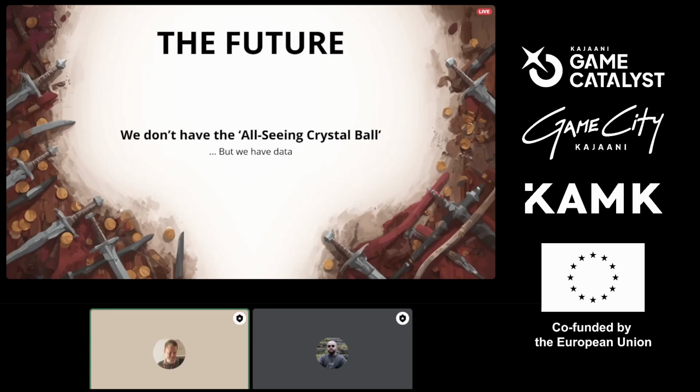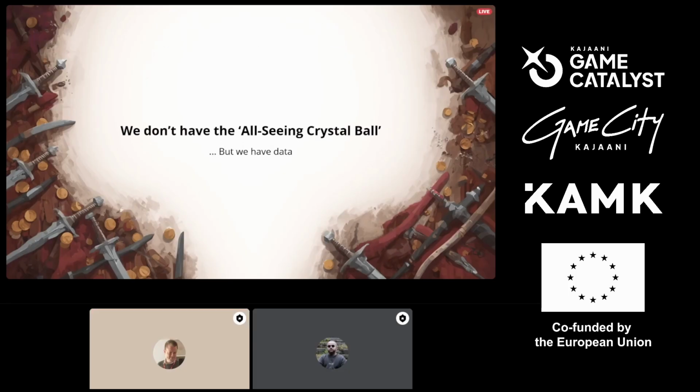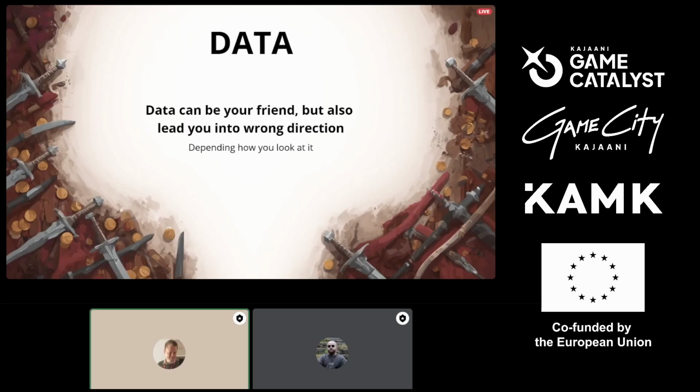So we don't have an all-seeing crystal ball, but we do have data. And from data, we can understand a lot of things. But data also comes with risk when you take too close a look into the data and take it for granted. So data can be your friend, but also lead you in the wrong direction, depending on how you look at it.